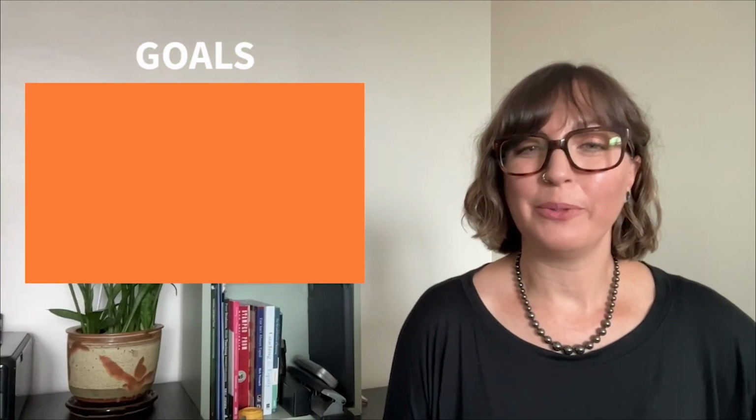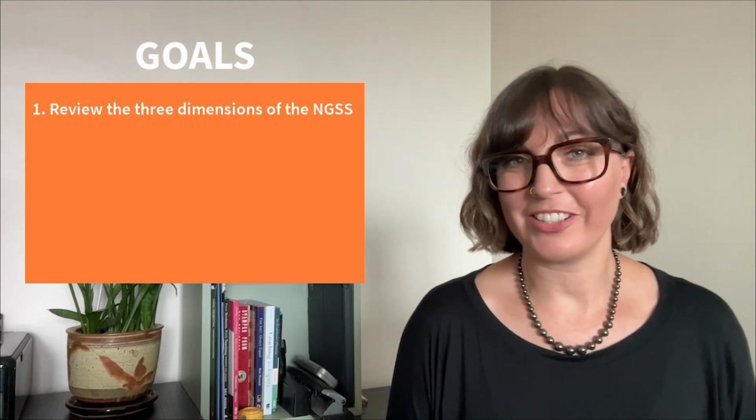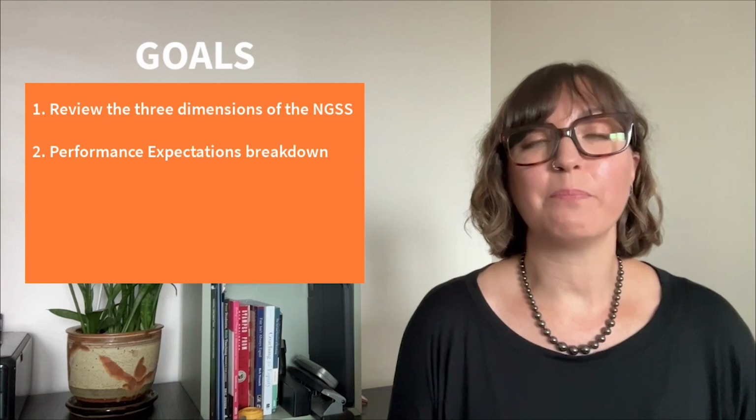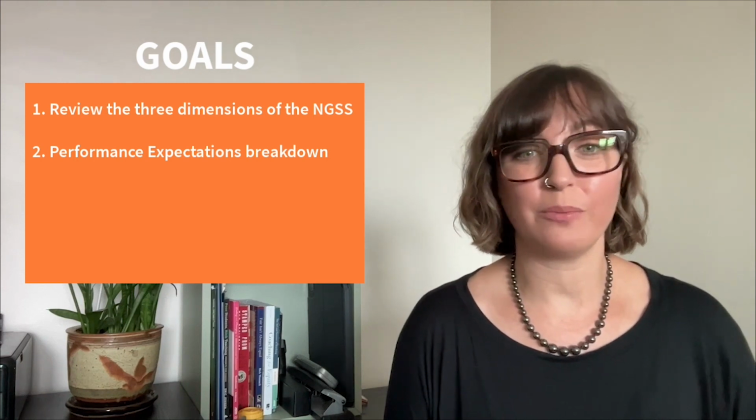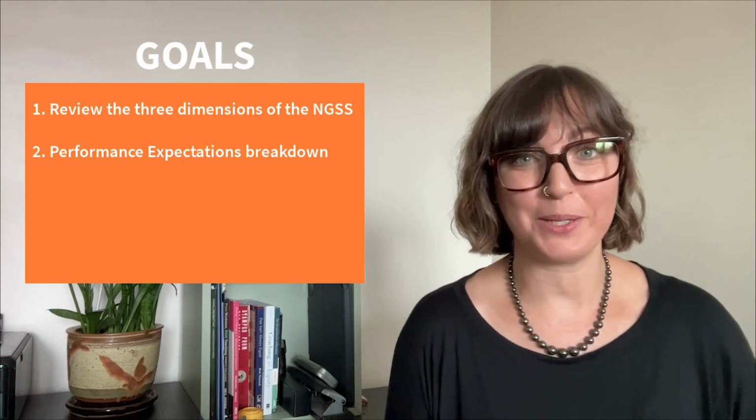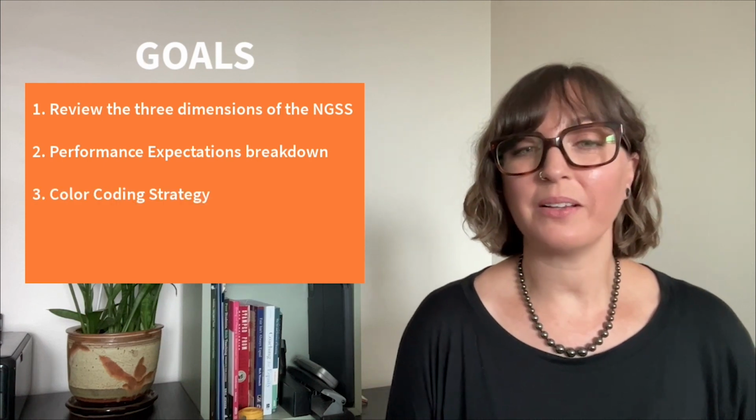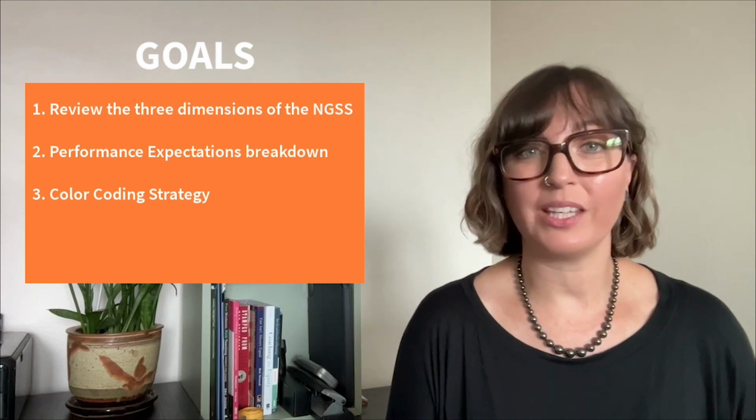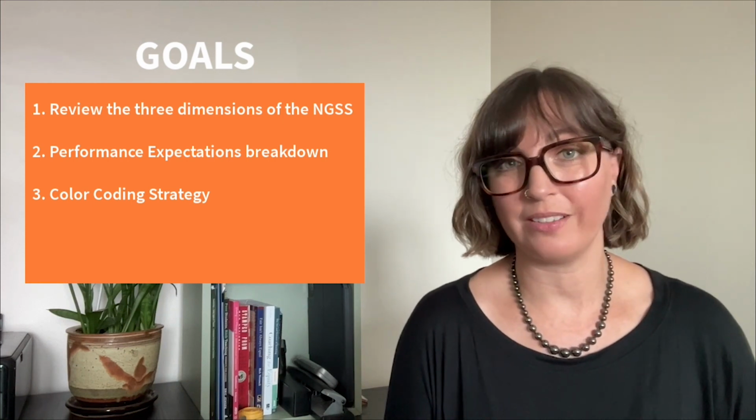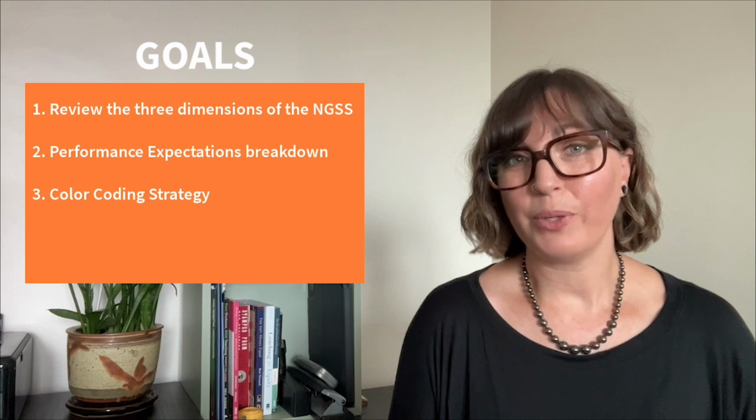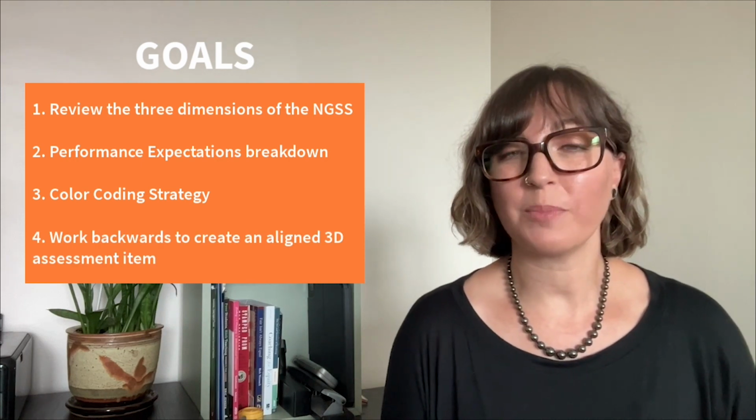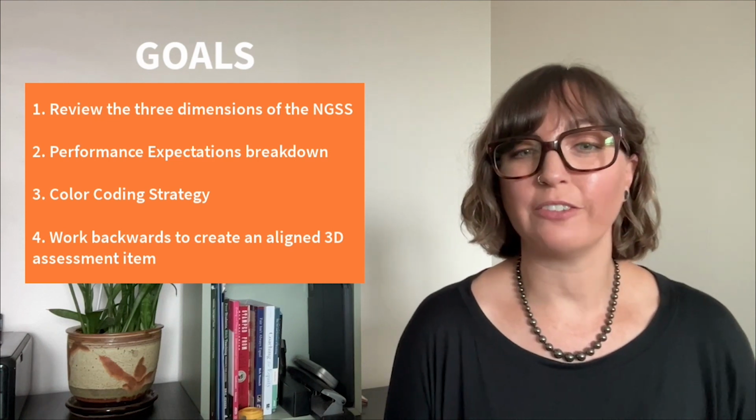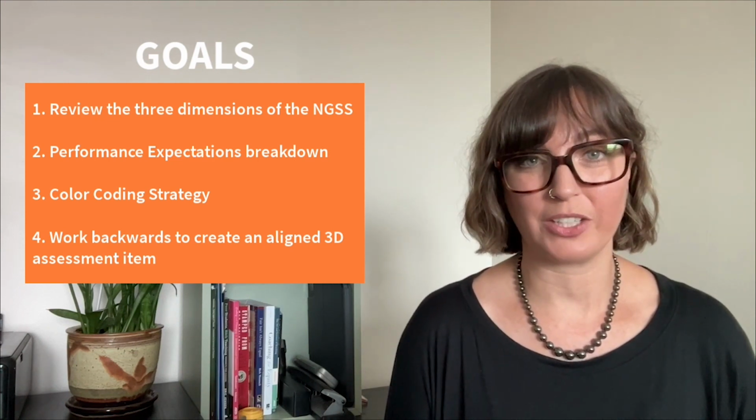In summary, we reviewed the three dimensions of the Next Generation Science Standards, or PEs, and then we broke down those PEs into bite-sized pieces that we can use to improve our existing questions and write new ones. Then we used a color coding strategy during which we can highlight where students are engaging with each of those three dimensions within a question. If they're not, we learned how to work backwards from the performance expectation language using a series of simple questions to help us create a fully aligned and three-dimensional question.